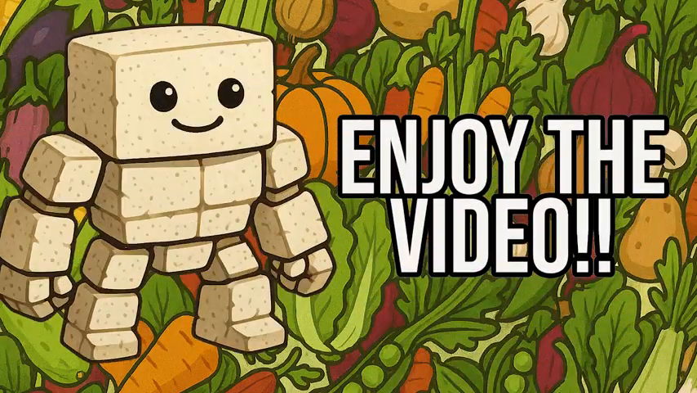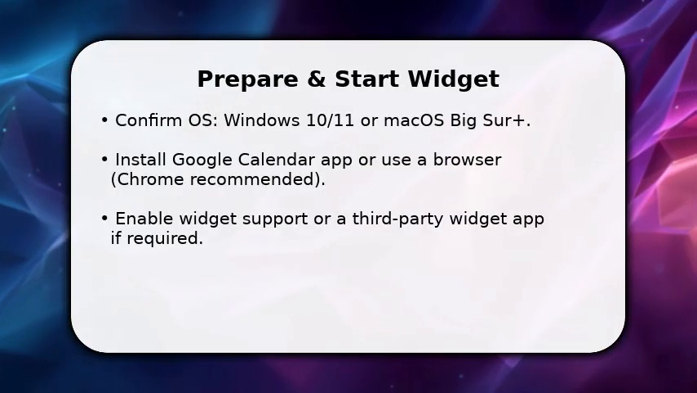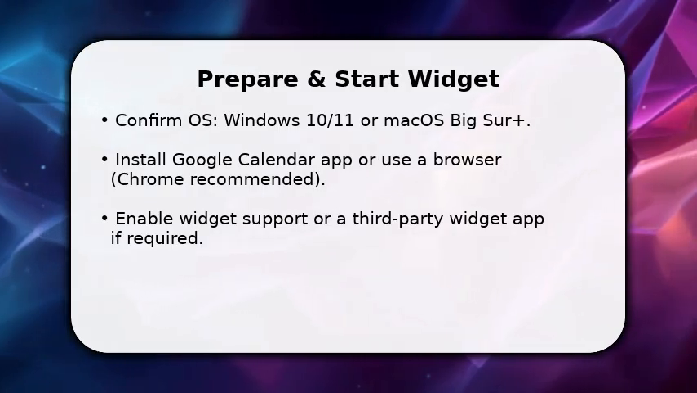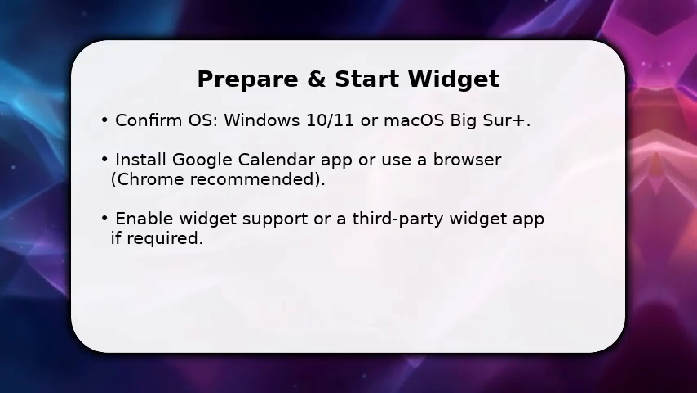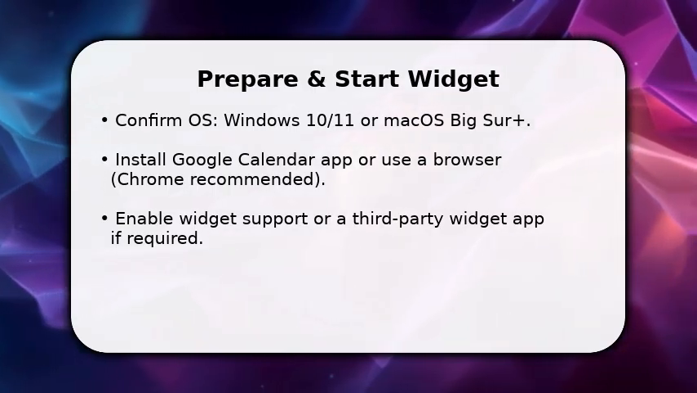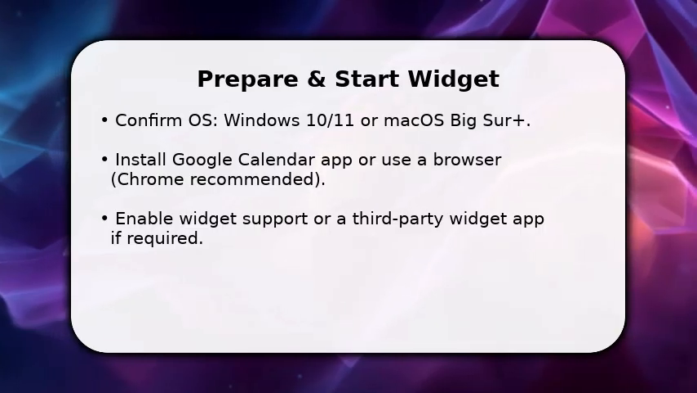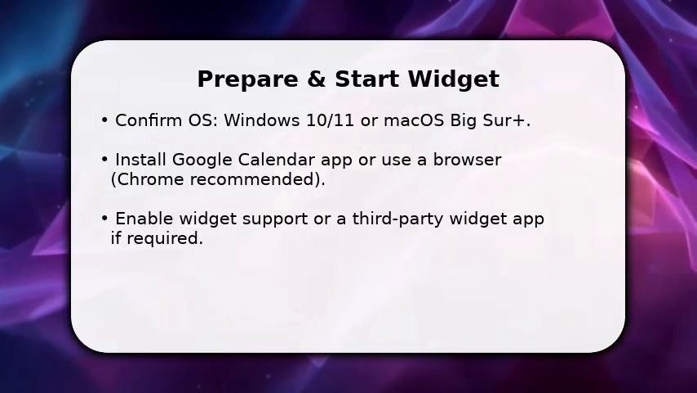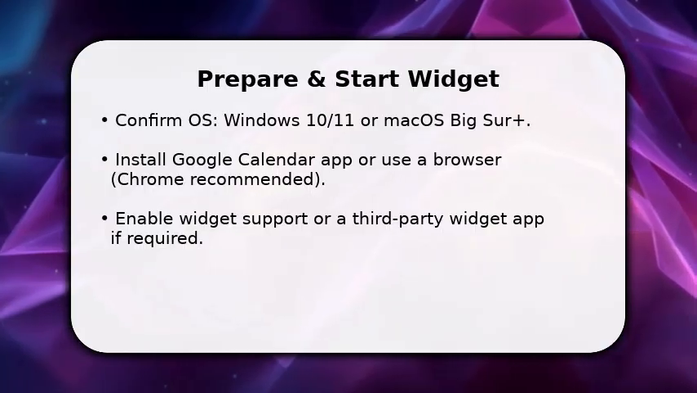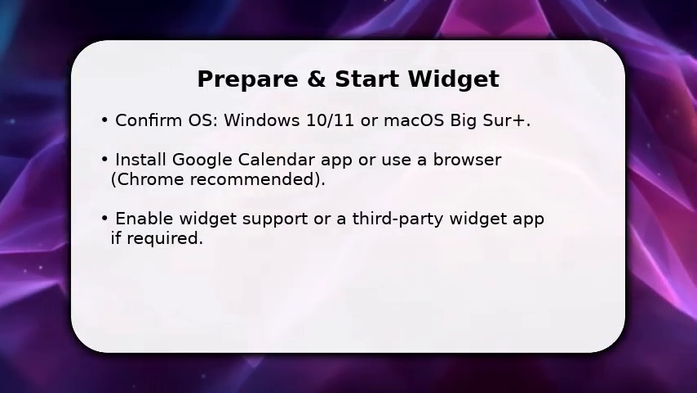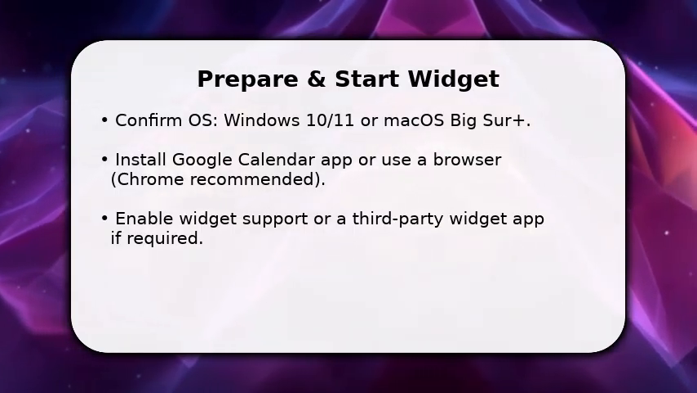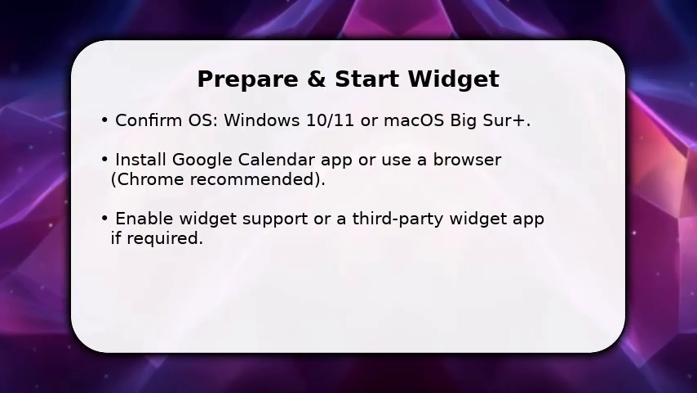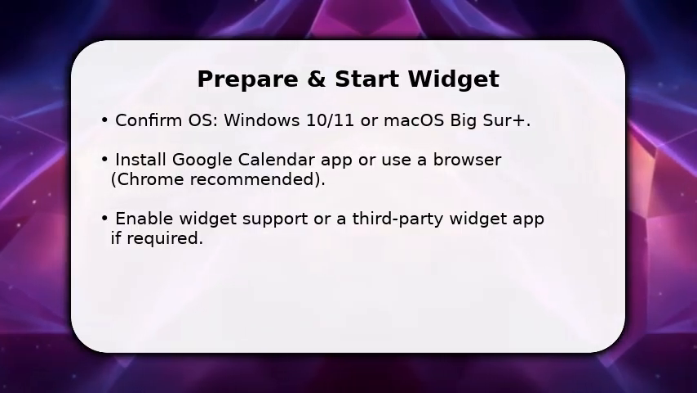Please enjoy the video. You'll begin by confirming prerequisites and opening tools. Make sure your desktop OS supports widgets. On Windows, enable widgets or install a widget host, and on Mac OS, use Notification Center widgets. Next, sign into your Google account in Chrome or the Calendar app so data syncs. Once done, select the widget option in your host app or browser extension. This first step gets your calendar source ready and prevents permission errors later.